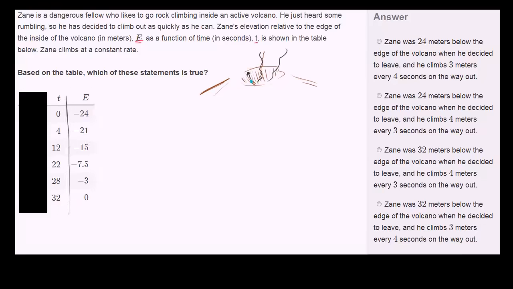So let's think about what's happening. Where does he start? At time equals 0, where is he? Well, at time equals 0, he's 24 meters below the edge of the volcano. So this distance at time equals 0, this distance right over here, is 24 meters.